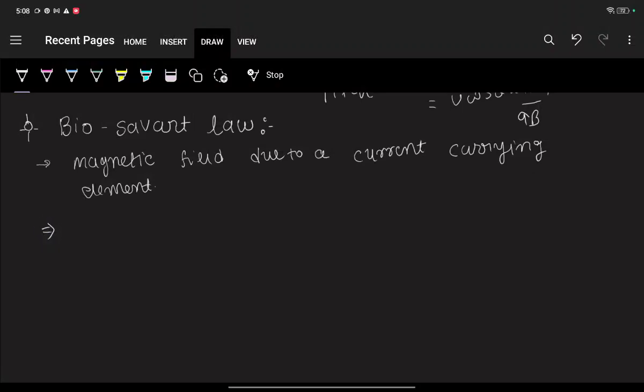Biot-Savart law. First of all, in electrostatics, we know that the electric field is directly proportional to charge and inversely proportional to the distance between the two charges. Basically, the electric field is given by KQ by R square. So always remember this.